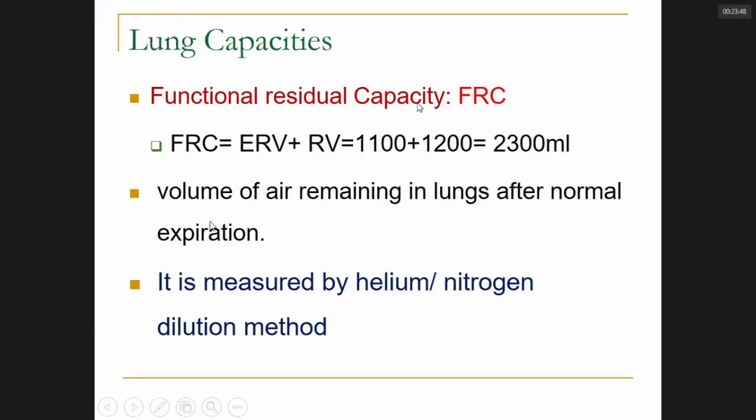As you know, the volume of air remaining in the lungs after forceful expiration was residual volume. The volume of air remaining in the lungs after normal expiration is known as FRC. So you must be able to differentiate between RV and FRC.